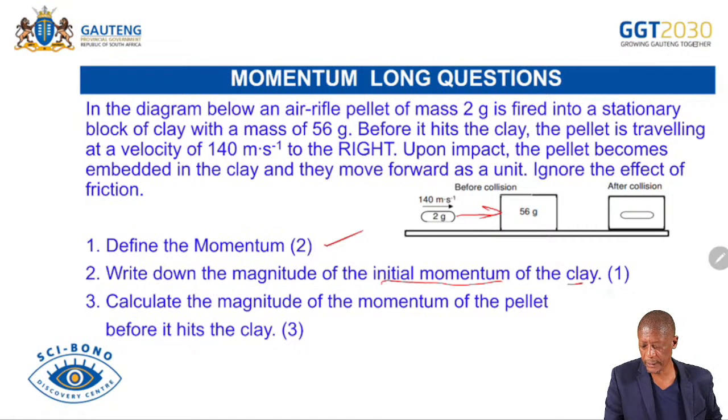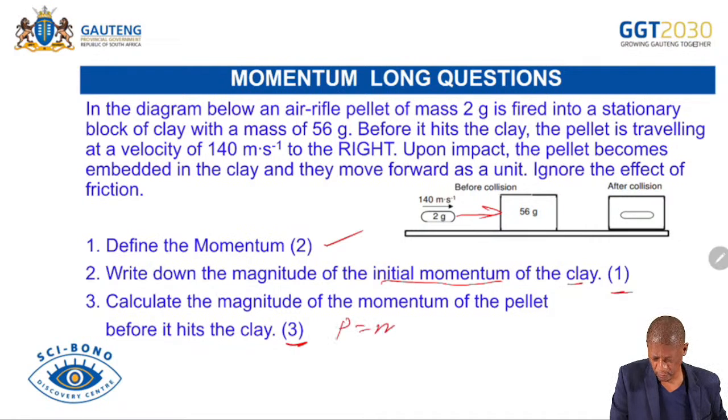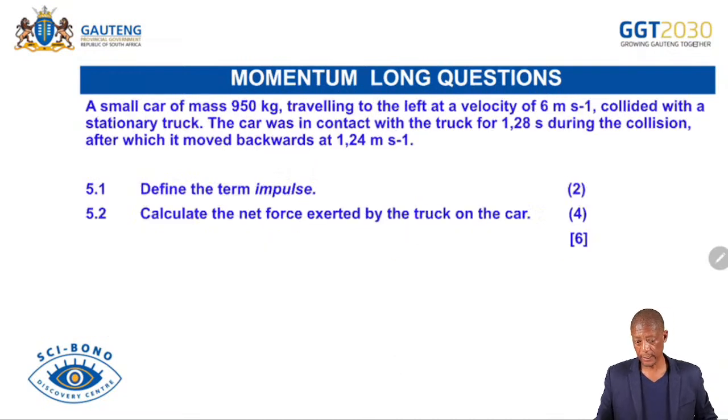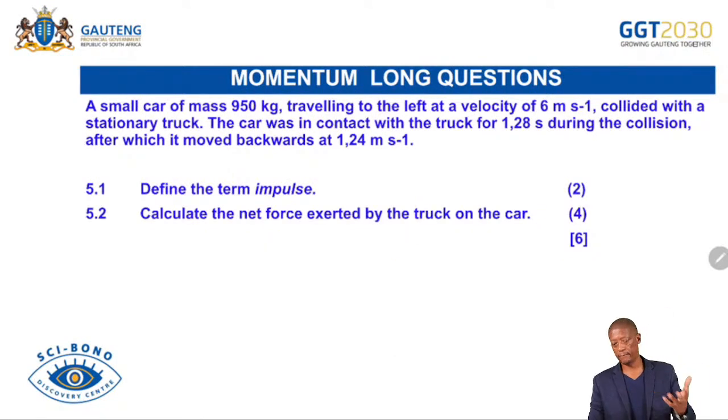That's why I said look at the marks. Look at the marks. Then calculate the magnitude of momentum. That is 3 marks: 1 mark for the formula, then substitution, then the answer. Then these are the long questions, is what you're going to do.